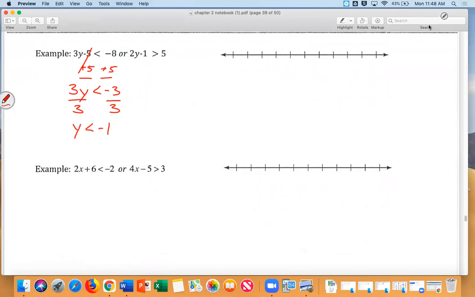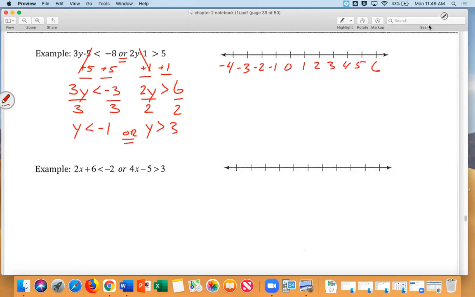And then on the right-hand side, let me go ahead and add 1. All right, Tyler? And that gives me 2y is greater than 6. Divide by 2, and y is greater than 3. And it's or, and I'm emphasizing that. So I have my number line, -4, -3, -2, -1, 0, 1, 2, 3, 4, 5, 6. I'm going to put an open circle at -1, an open circle at 3, and I'm going to shade away from each other, because it's or. It's what we do.